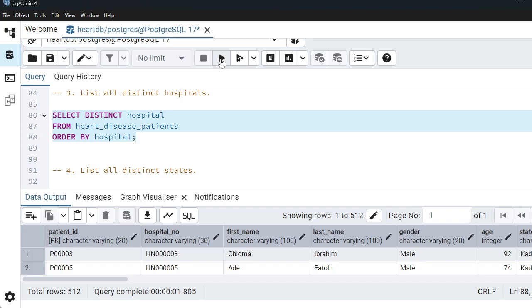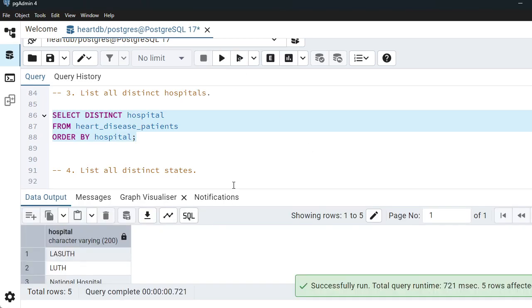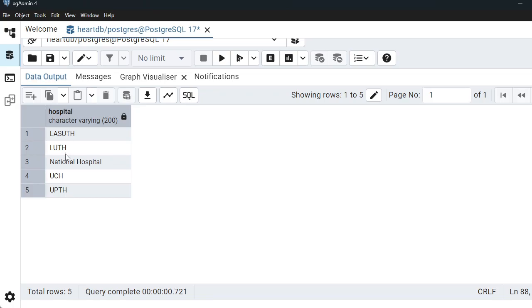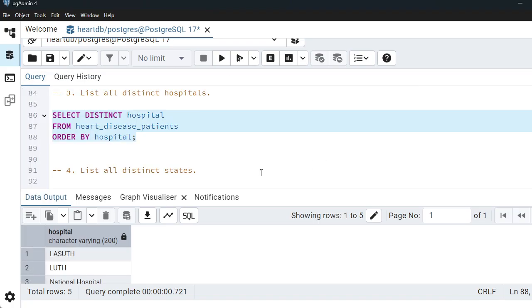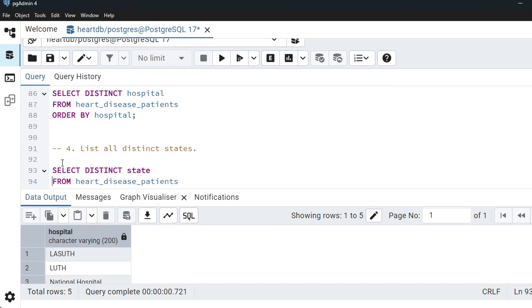That is attending each hospital. If I run this one, I'm going to see the hospital here. So these are the hospitals: Last Week, National Hospital, UCH, and also UPTH. So these are the hospitals that I have.